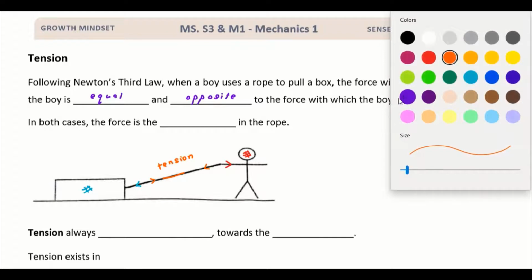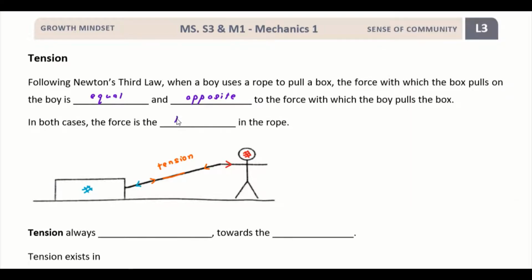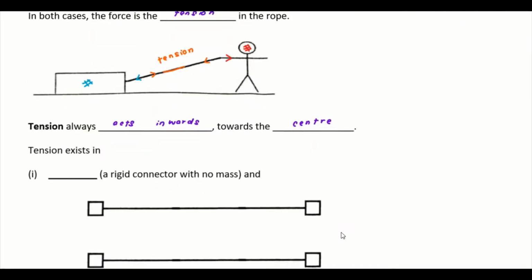I hope you can roughly get the idea. The force in the rope is the tension in the rope. Tension will always act inward, which means that when tension occurs, it moves towards the center. That's the idea. We'll be looking at two cases, or if we add a pulley, then it will be around three cases of tension.